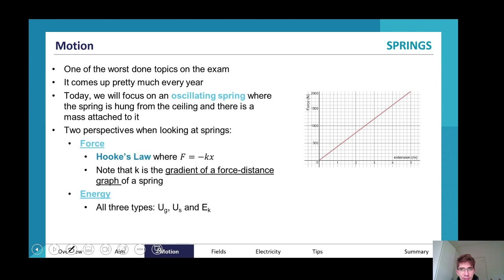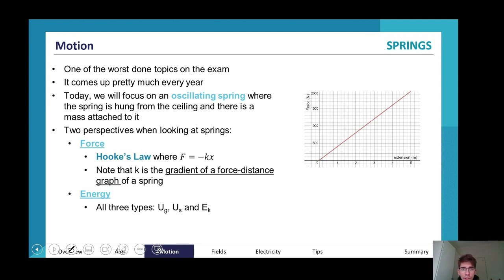The reason is because people don't understand Hooke's law that very well. That's one of the reasons. And they are not very comfortable with the topic of energy. And springs kind of encapsulates both Hooke's law and the topic of energy.